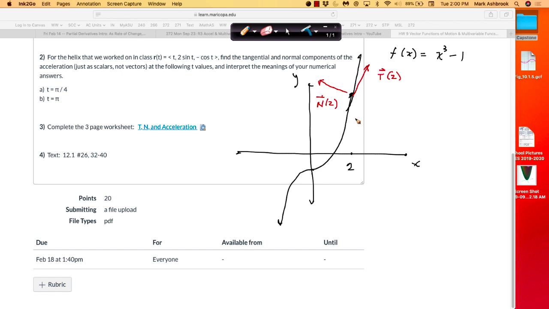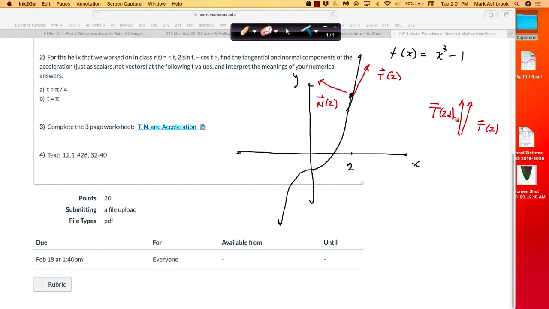Kyle asks a different question: is N of 2 the direction the curve's going or the direction the tangent's going? It's orthogonal to the tangent, and it's how the tangent is changing. So it's the direction that the tangent is changing. If this is T of 2, then the next one, T of maybe 2.1, would be a little bit steeper. The curve is kind of turning to the left.